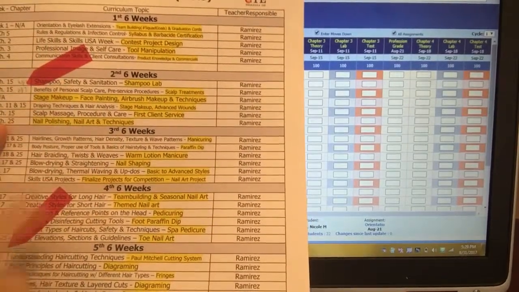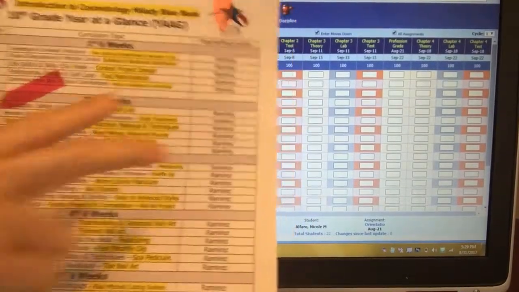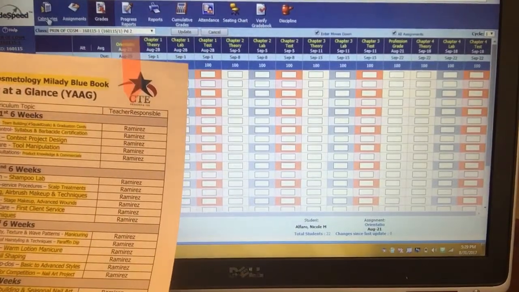Okay, so that's how I lay it out. That's what I do first. I have my theory, my lab, and my test grade. Alright, so up here I have my categories.